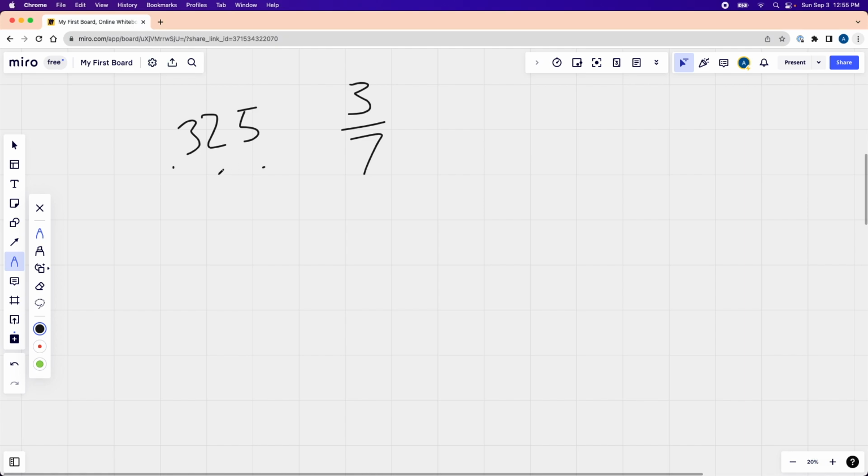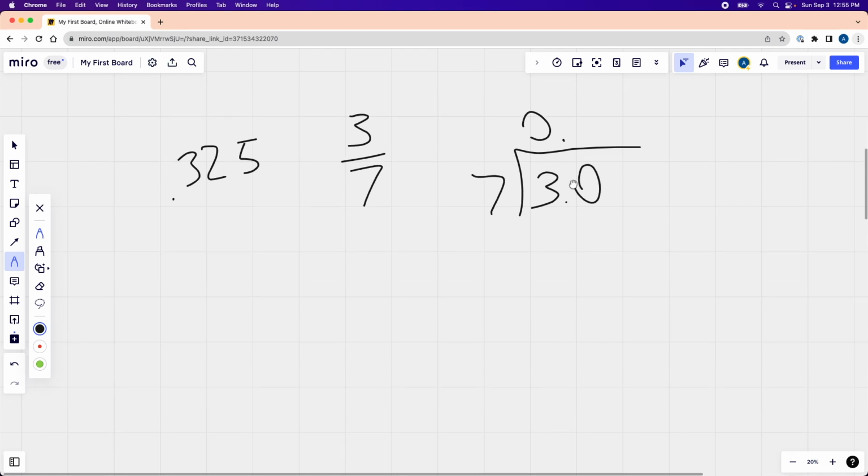Well, in this case, we're already given one decimal, so maybe it's quicker now to just convert this to a decimal. So let's do that long division again. We'll put a 3 inside, put a 7 on the outside, and ask ourselves, can 7 go into 3? No, it can't, so it's going to be a 0 point something. Let's bring our 0 down. Can 7 go into 30? Yes, it can. It can go in there 4 times. 4 times 7 is 28. Subtract, we're going to get 2.